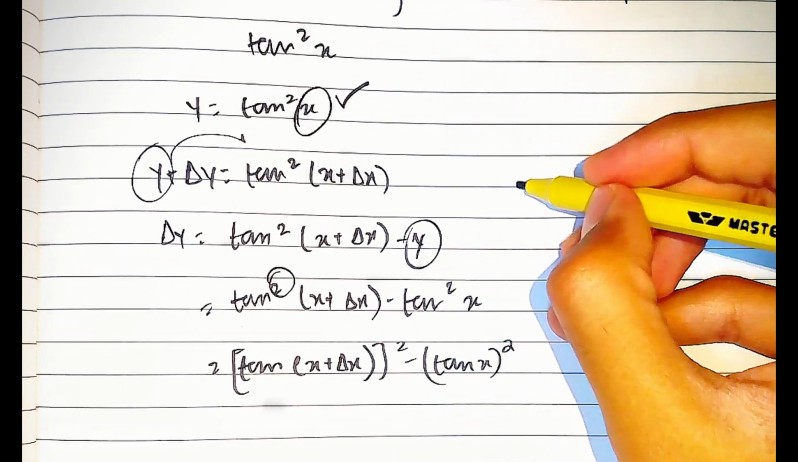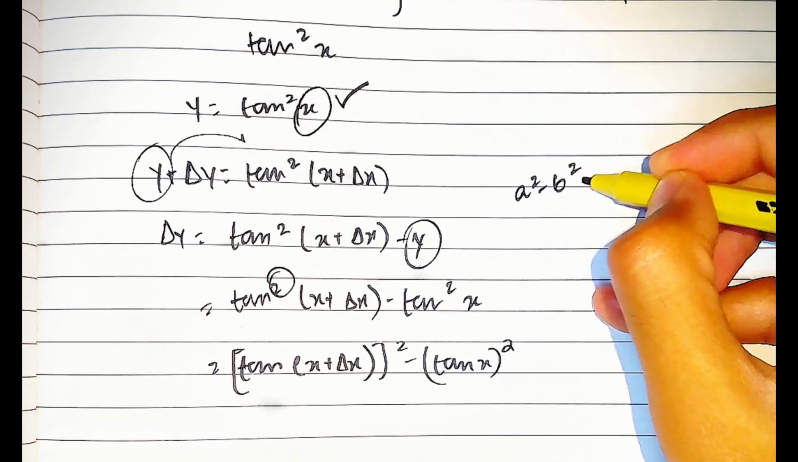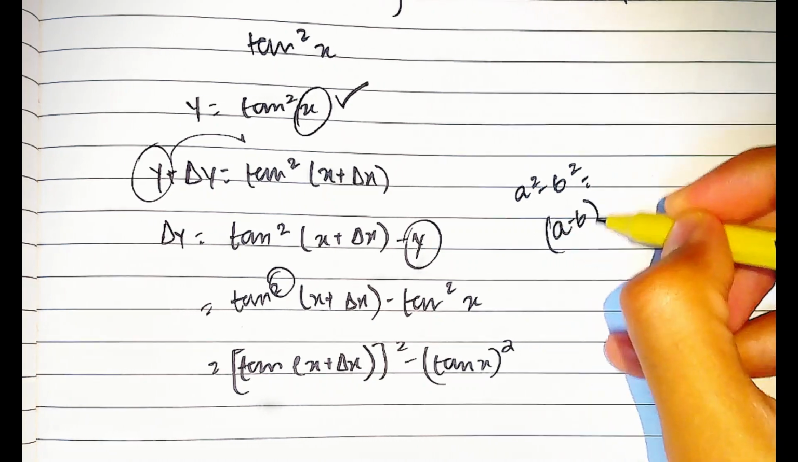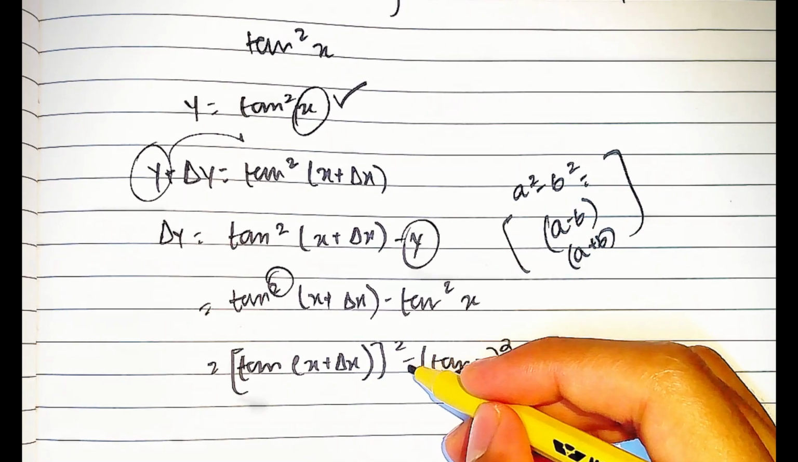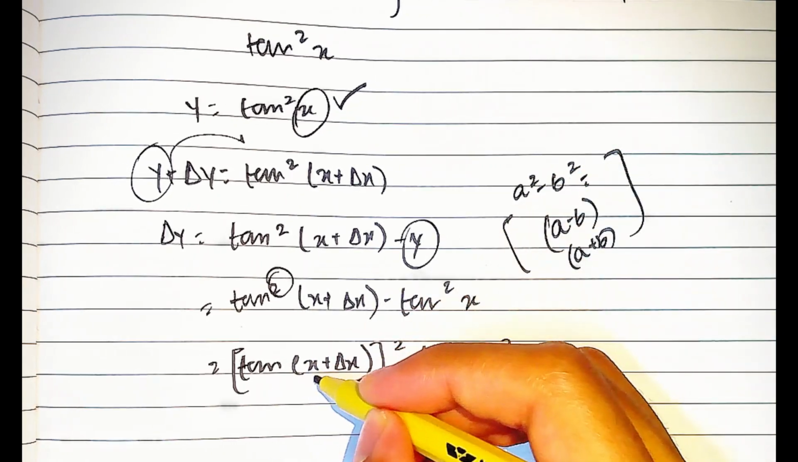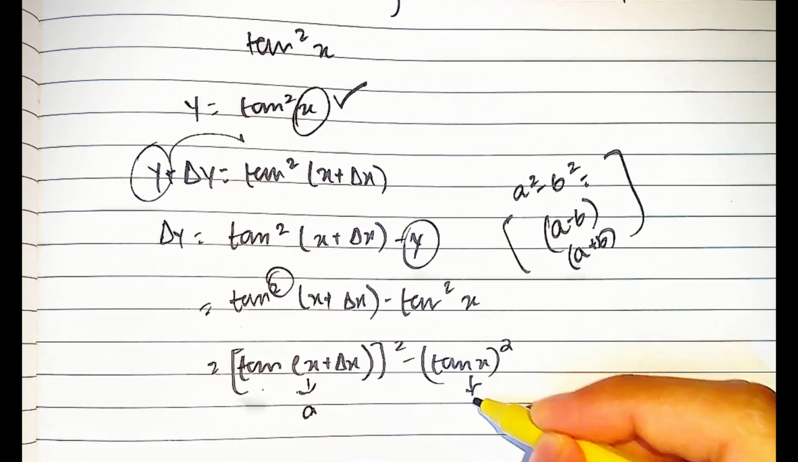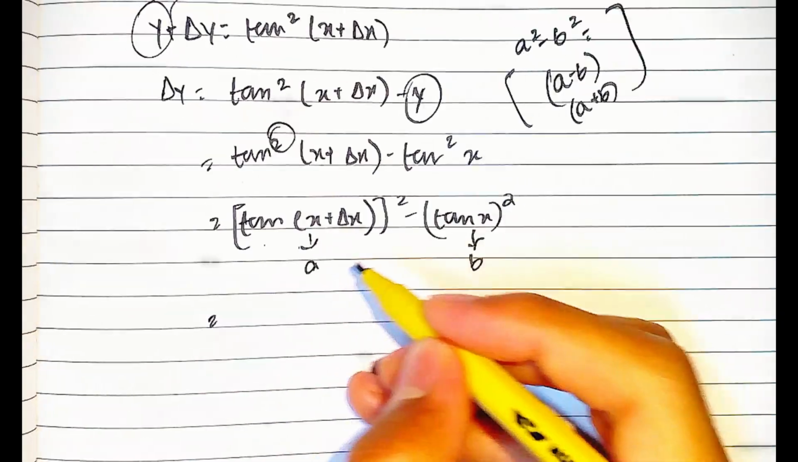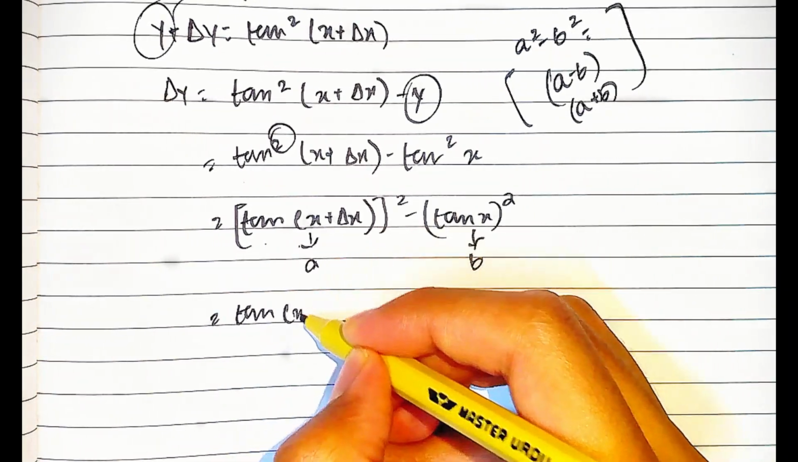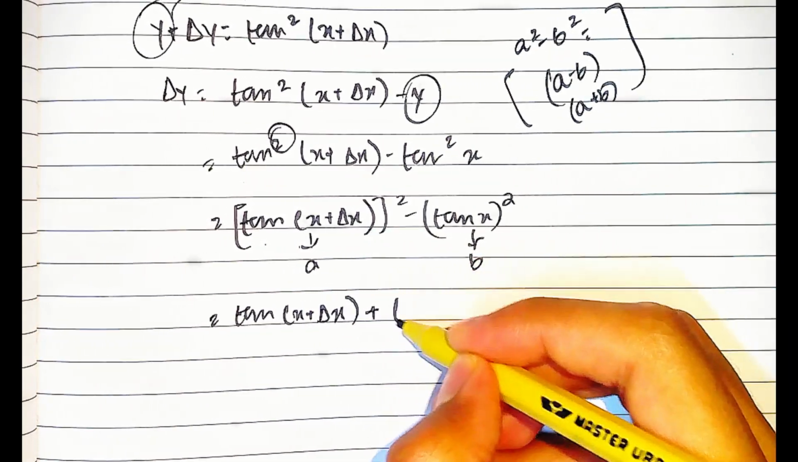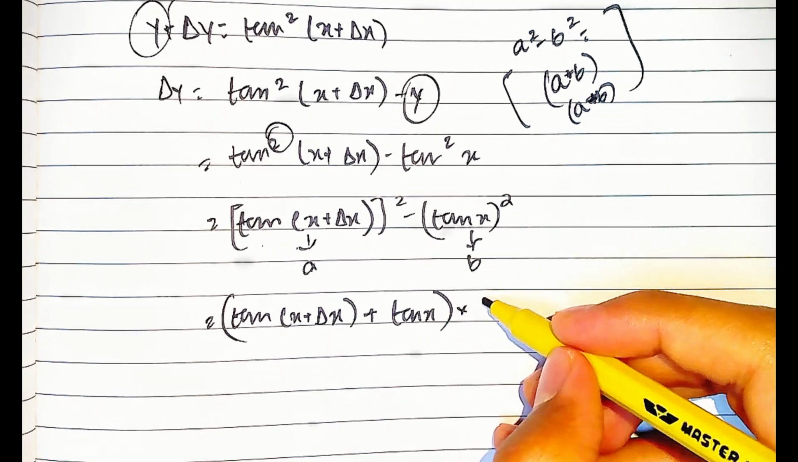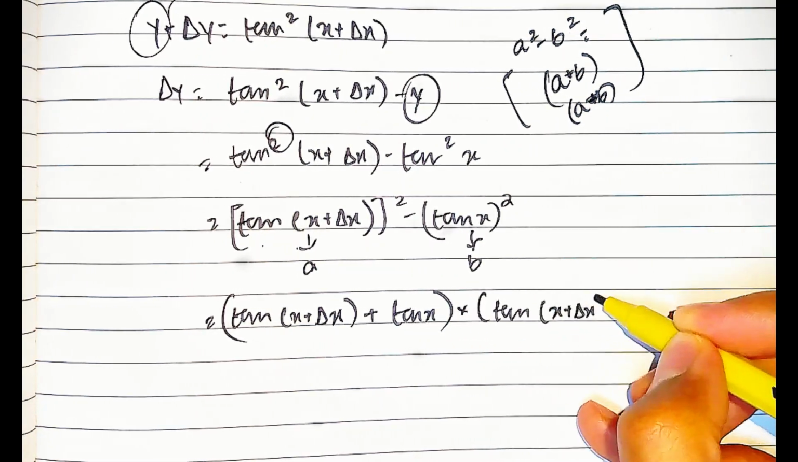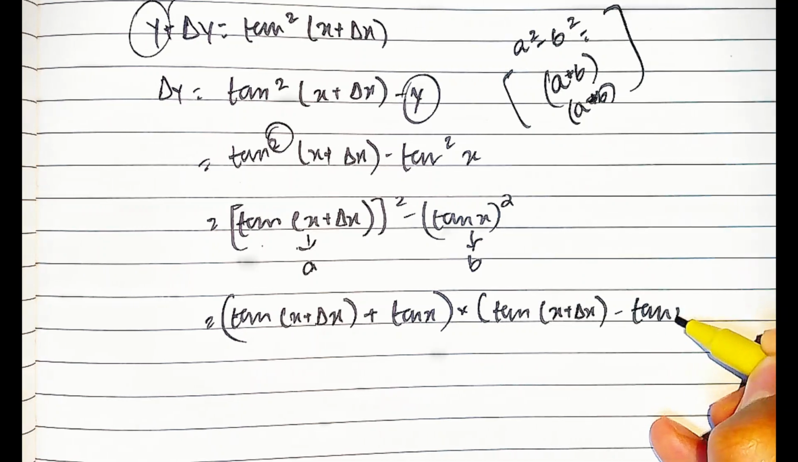Now why did I do that? Because a square minus b square is equal to a minus b, a plus b. You see, this is the same form right over here, separated by a negative sign. This would be my a. Okay, this would be my b. So we can write this as a minus b. What is a? Tan x plus delta x plus tan x, okay, multiplied by a minus b. Now what is a minus b? Tan x plus delta x minus tan x.